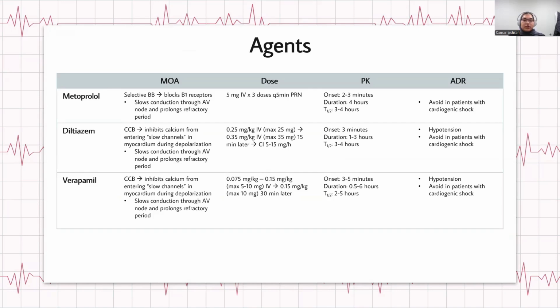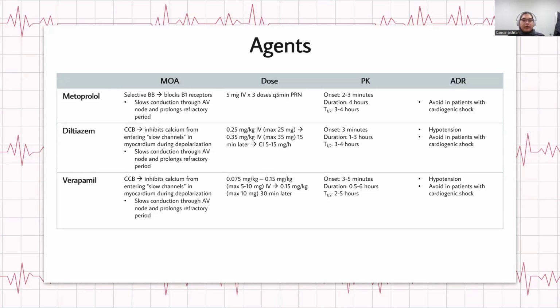Now, the way that all of these agents work is by serving as AV nodal blockers by their own unique mechanisms. So metoprolol will block the beta-1 receptors and slow the conduction through the AV node, versus the calcium channel blockers will inhibit calcium from entering the slow channels in the myocardium during that depolarization phase. Now, ultimately, the AV node will then take longer than normal to recover from an electrical impulse, therefore blocking many of those rapid atrial signals and preventing the ventricles from contracting as often, which is going to lead to that decreased heart rate effect that we want.